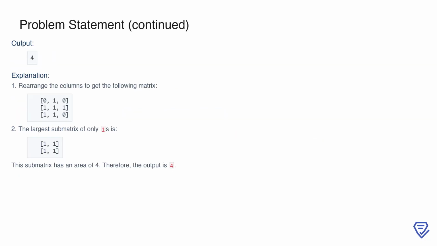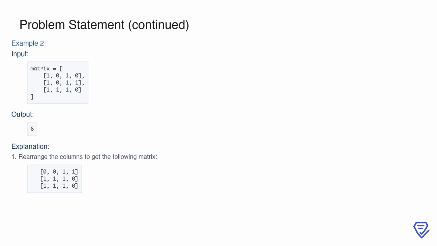Let's look at the first example. The input matrix is a 3x3 binary matrix, 0, 0, 1, 1, 1, 1, 1, 0, 1. After rearranging the columns, we can transform the matrix into a new configuration, 0, 1, 0, 1, 1, 1, 1, 1, 0. In this new arrangement, the largest submatrix containing only ones is a 2x2 block, 1, 1, 1, 1. This submatrix has an area of 4 since it contains 4 cells. Therefore, the output for this example is 4.